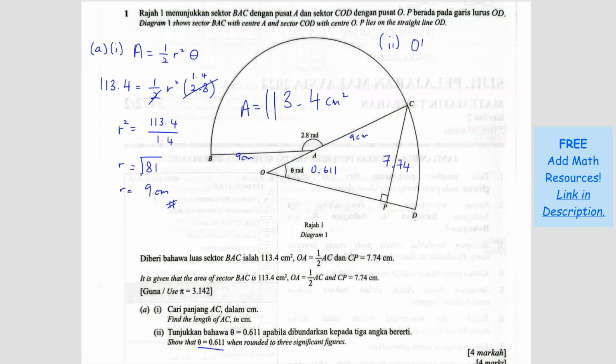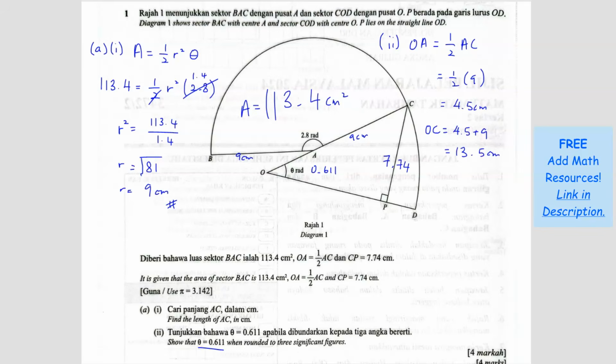So first we show what OA is. OA is half of AC, right? OA is half of 9, so you get 4.5 cm. So we know that the whole thing, OC, will be 4.5 plus 9, so you get 13.5 cm. Okay, so that's the whole thing.